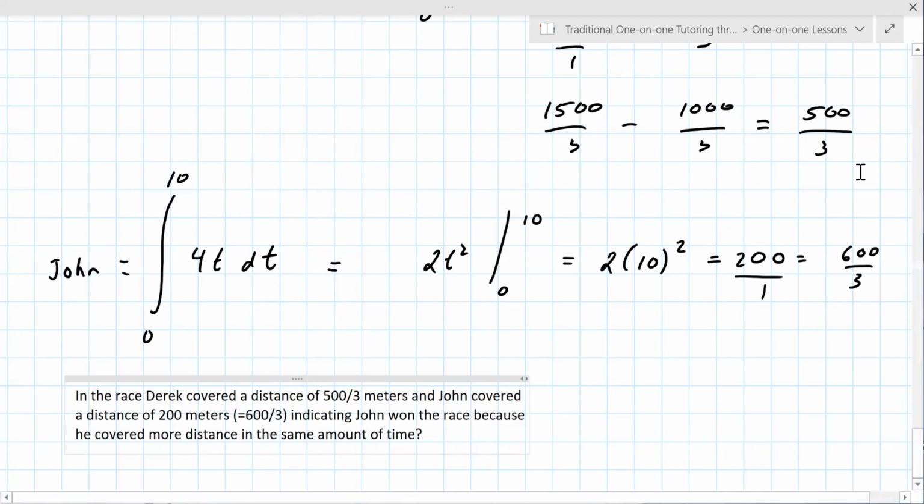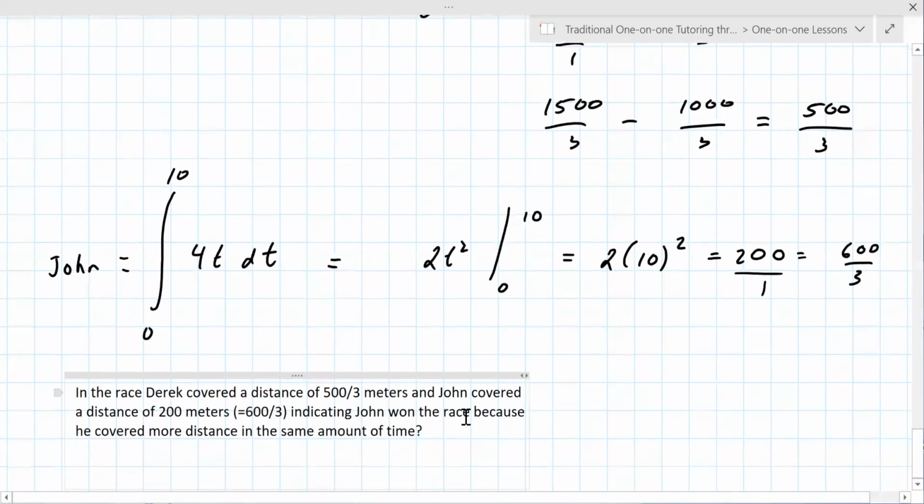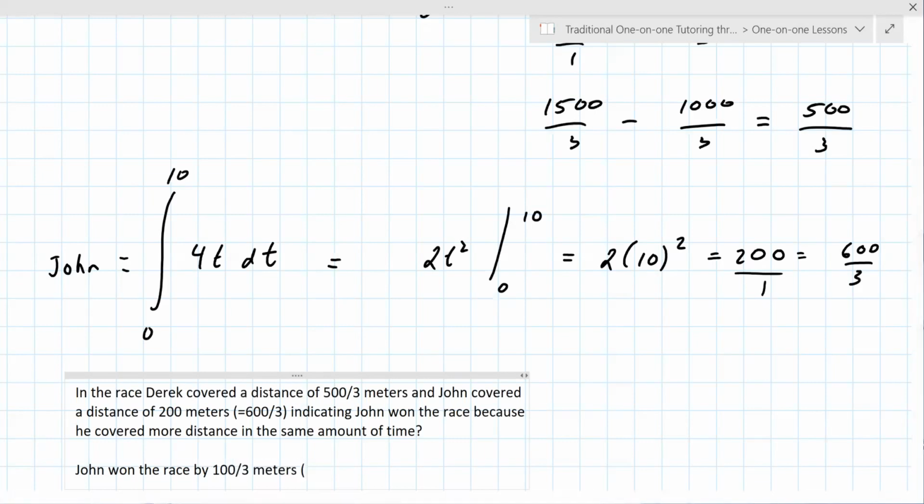Oh, we have to say by how much also, so we can add that in here. So John won the race by 100 over 3 meters. We just throw the calculation there. Alrighty.